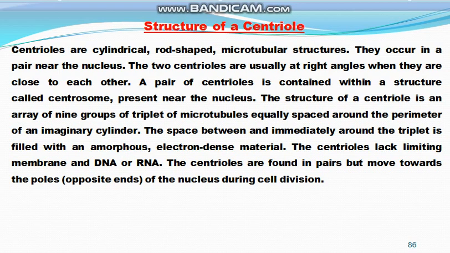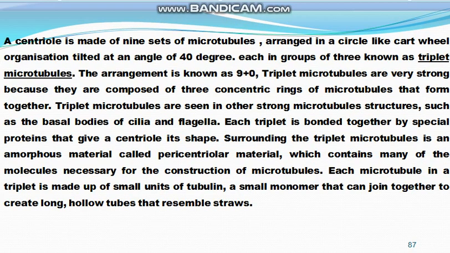So this is the basic structure of the centriole. The centriole is made up of 9 sets of microtubules, arranged in a circle like a cartwheel organization. These microtubules are tilted at an angle of 40 degrees, each in groups of 3, known as triplet microtubules. The arrangement is known as 9 plus 0 because there are 9 groups of triplets at the perimeter, and in the center there is no microtubule.